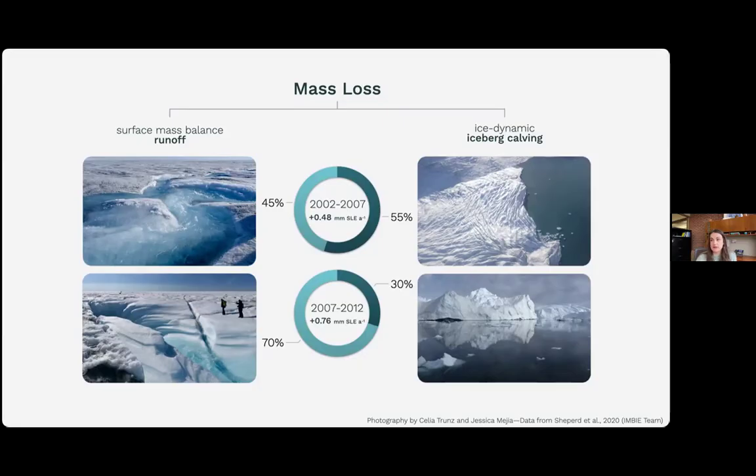With this increase in the magnitude of melting over the Greenland ice sheet, it's now runoff that is dominating our mass loss from the Greenland ice sheet, and it's expected that runoff will continue to dominate this mass loss budget moving forward in the coming decades, making understanding our melt, and how the ice sheet is melting, even more important.